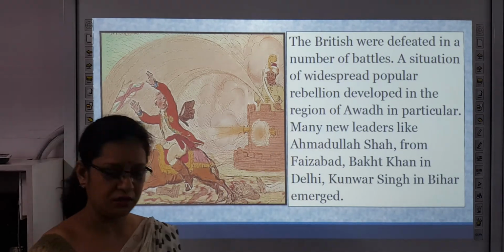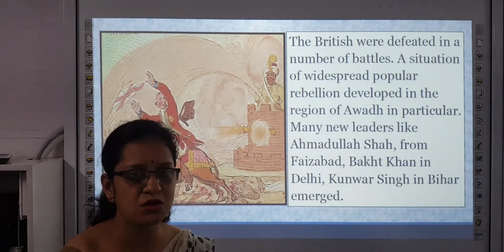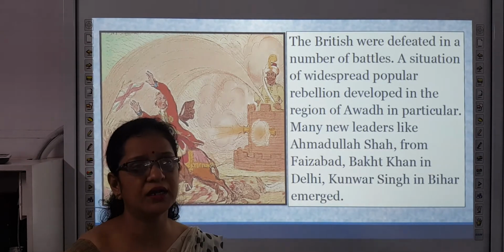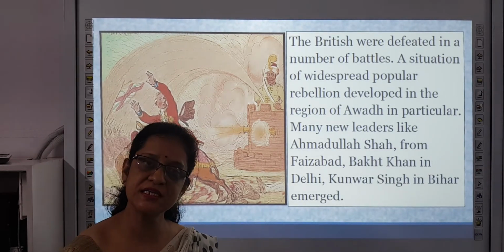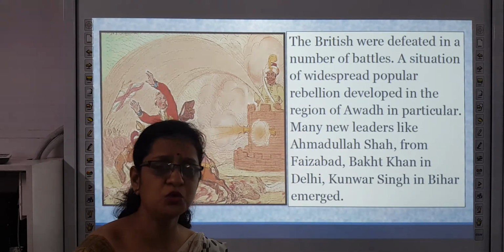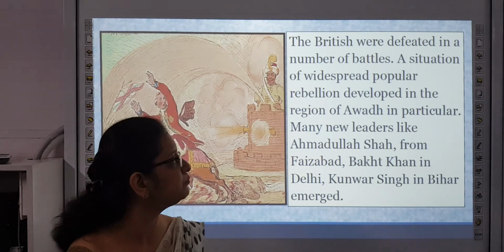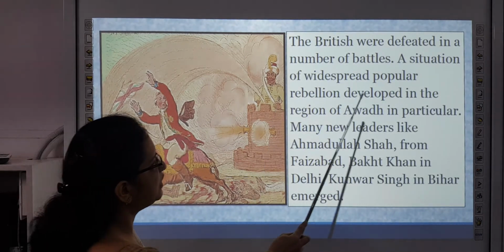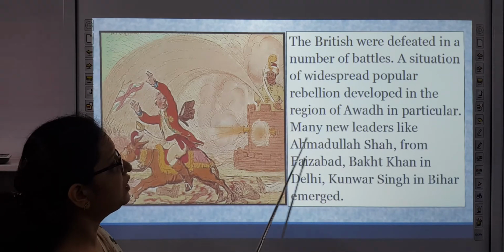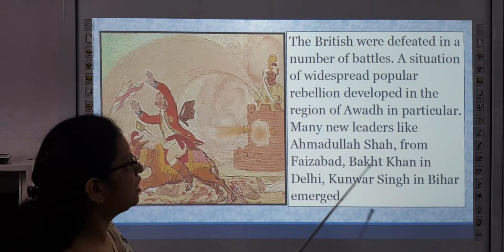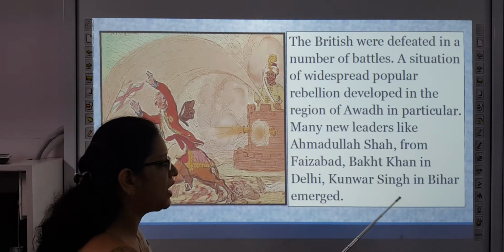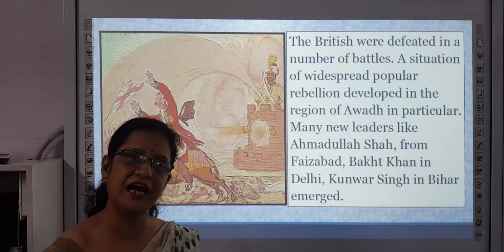At that time, on 6th August, Lieutenant Colonel Tytler wrote a letter to the Commander-in-Chief expressing the fear felt by the British. They told him to do something, to take action. A situation of widespread popular rebellion developed in the region of Awadh in particular. Many new leaders like Ahmadullah Shah from Faizabad, Bakht Khan in Delhi, and Kunwar Singh in Bihar emerged. They all started gathering here.